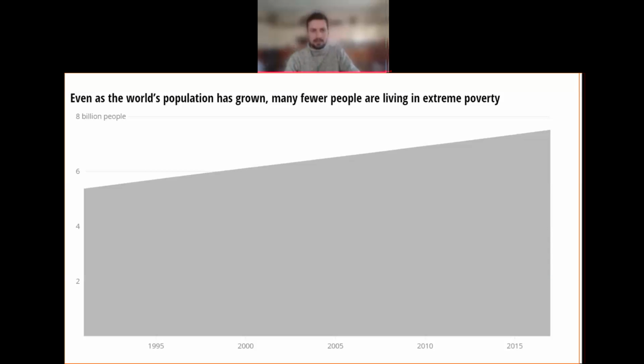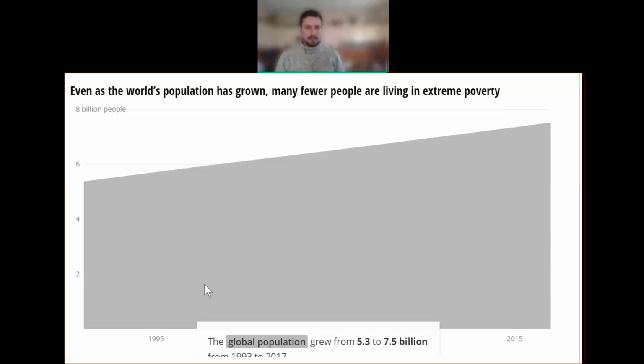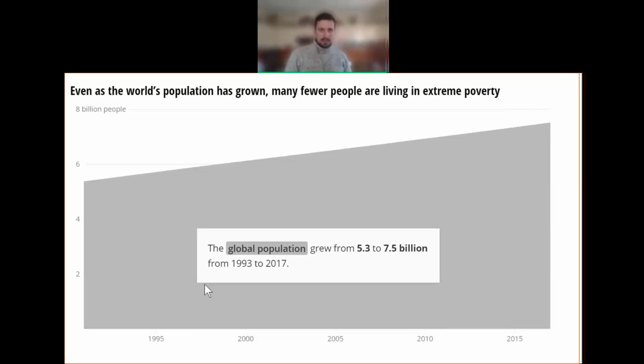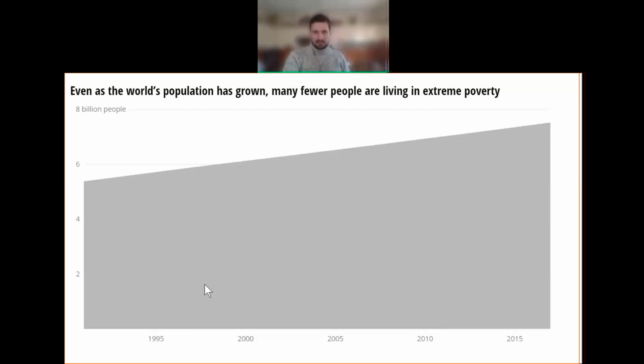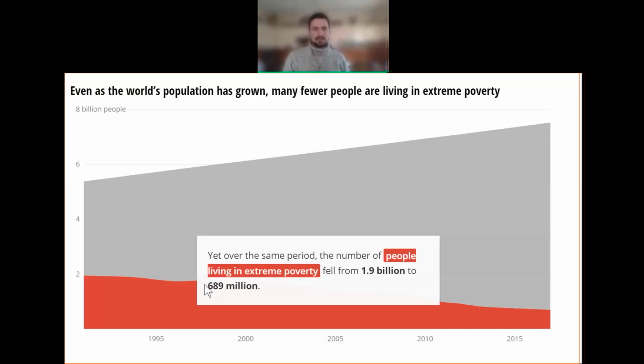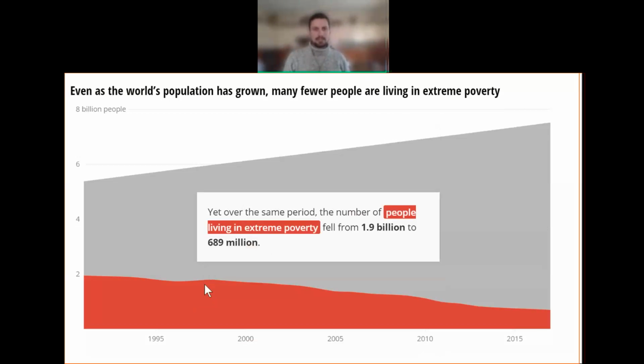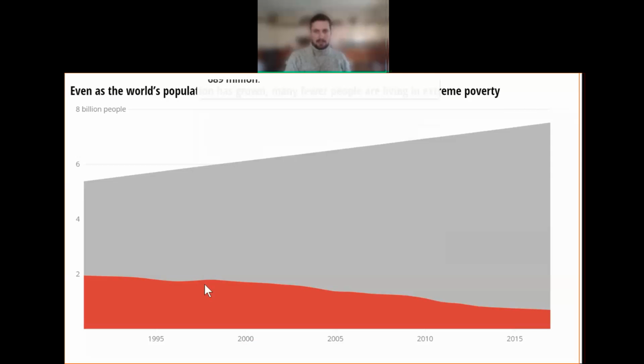And this is how it looks in real time. This is a GIF of the animation. So you have some nice transitions as well. As you will see, the area that showcases the people living in poverty appears with a nice transition on the actual website.